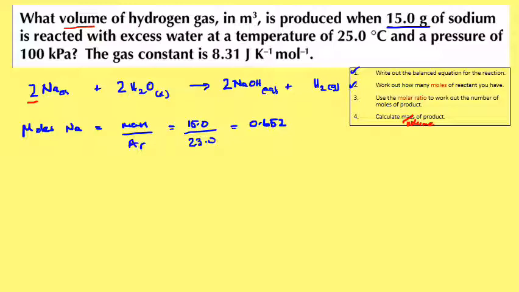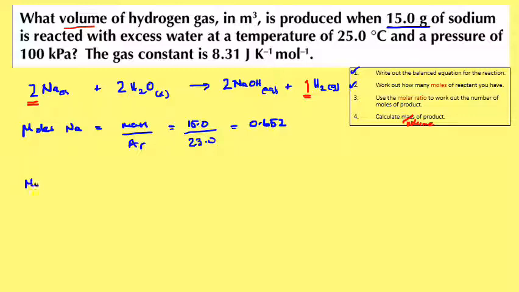So you can see that we've got 2 moles of sodium to make 1 mole of hydrogen gas. So that means, switching back to blue, that 0.652 moles of sodium is going to make 0.326 moles of hydrogen. Let's write that out in long form.